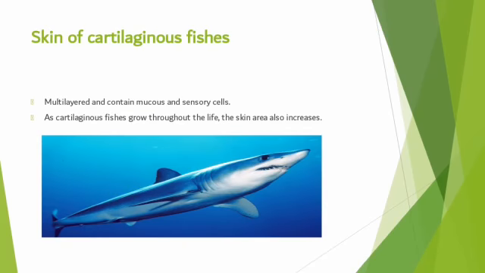Okay, skin of cartilaginous fishes is multi-layered and contains mucus and sensory cells. As cartilaginous fishes grow throughout life, the skin area also increases, as their growth is continuous throughout life, so their skin also increases day by day. Okay, you can see in the picture as well.